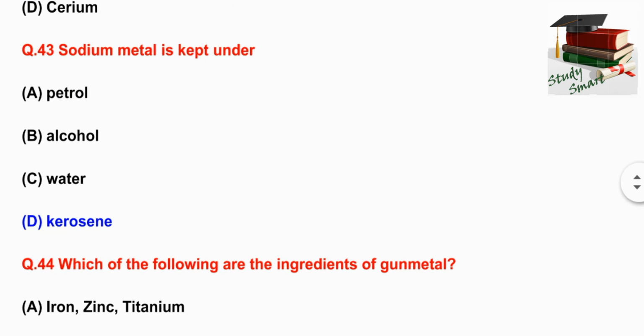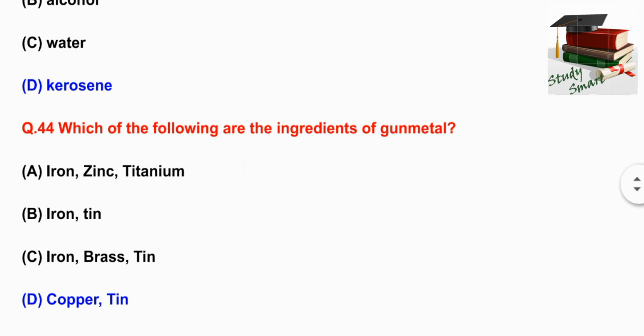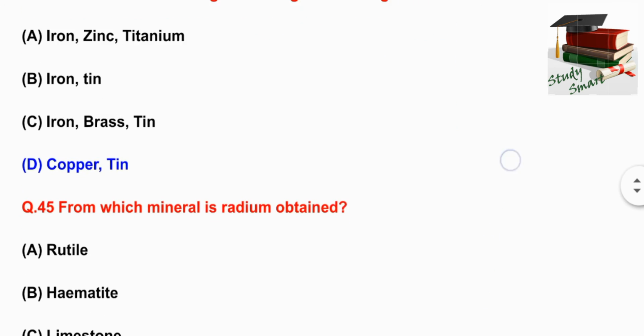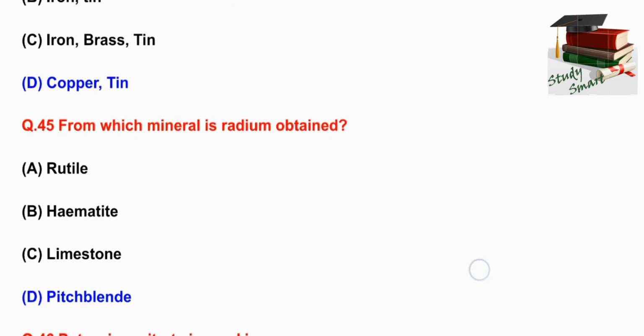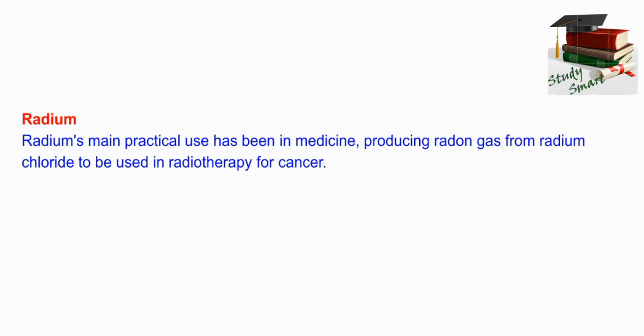Next question, sodium metal is kept under kerosene. Next question, which of the following are ingredients of gunmetal? Right answer: copper and tin. From which mineral is radium obtained? The right answer: pitchblende. Radium's main practical use has been in medicine, producing radon gas from radium chloride to be used in radiotherapy for cancer.